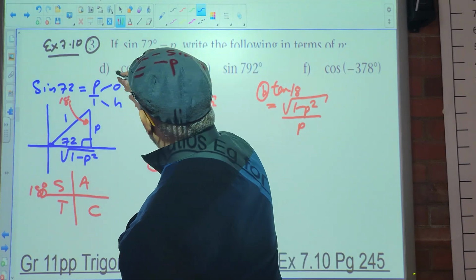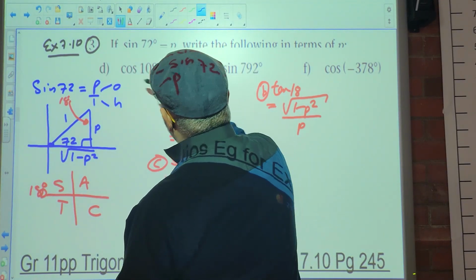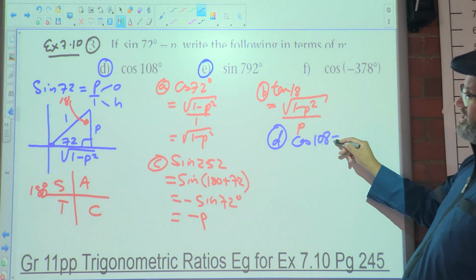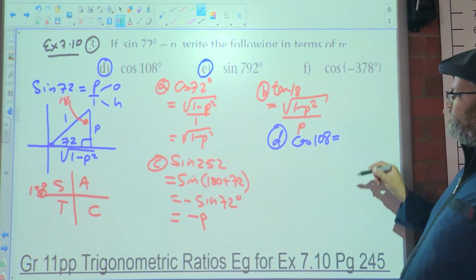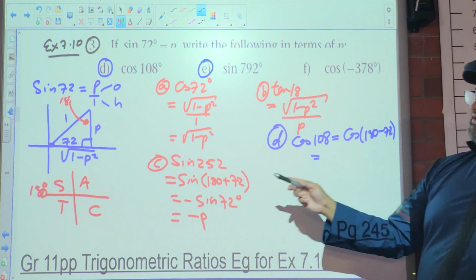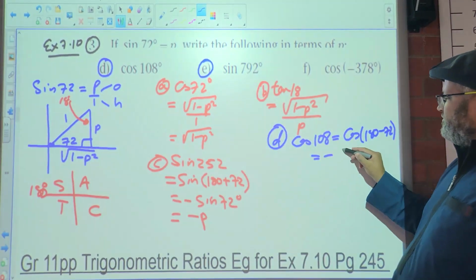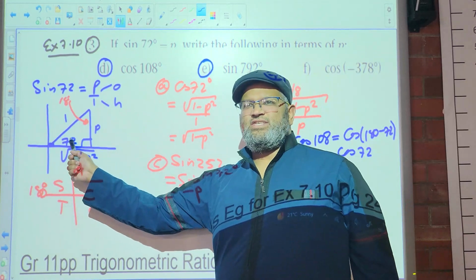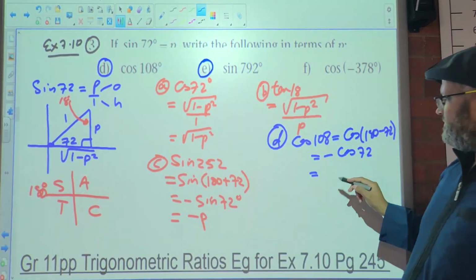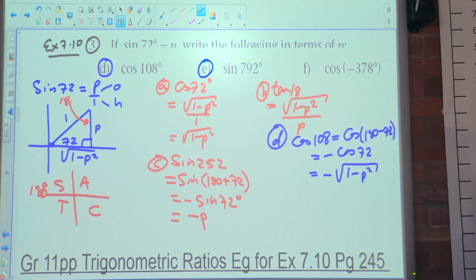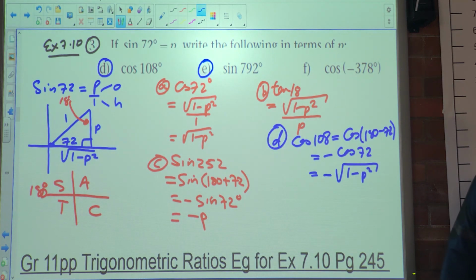Let's look at D first. D is cos of 108. Which quadrant is 108? Quadrant 2. How do you get into quadrant 2? 180 minus 72. Is cos positive or negative in the second quadrant? Negative. So it's negative cos of 72. So you have the 72 degree angle. Cos is adjacent over hypotenuse. So it's negative square root of 1 minus p squared over 1, which is negative the square root of 1 minus p squared. Do you guys understand?